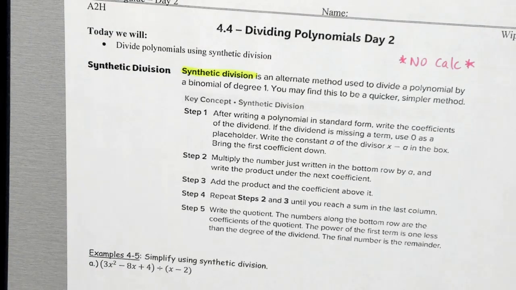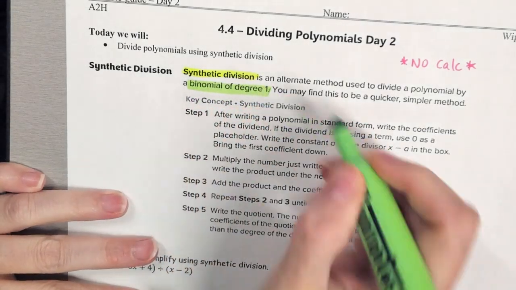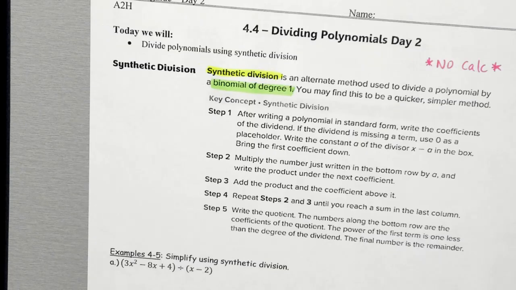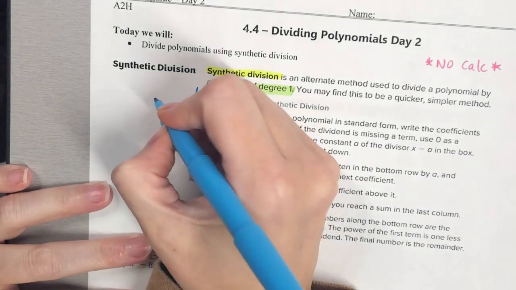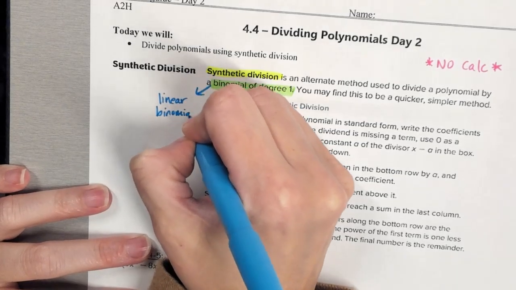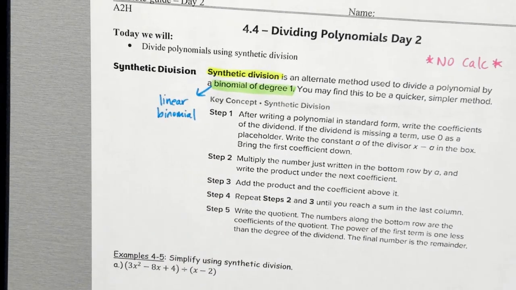And then you should have read that it's the alternate method used to divide a polynomial by a binomial of degree 1. So synthetic division can only be used if the degree is 1, which means you are going to have a linear binomial. If you have something that is not a linear binomial, you would have to use long division. This book doesn't have a ton of those, but it is something that you will do in pre-calc, like you'll divide by quadratics.